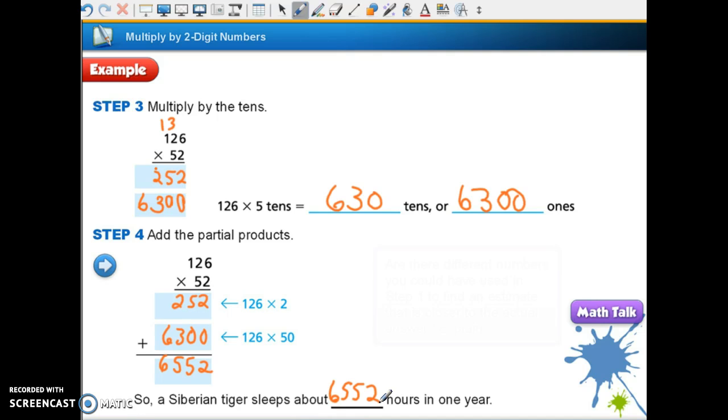Who remembers what our estimate was? 5,000 hours. Now I will tell you, the larger your numbers get, the further off your estimate can be, especially if you round them to hundreds and tens.